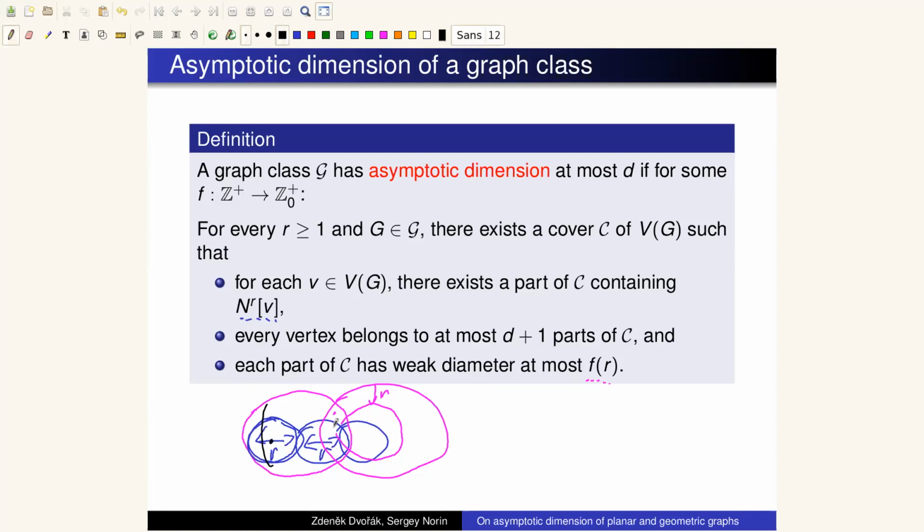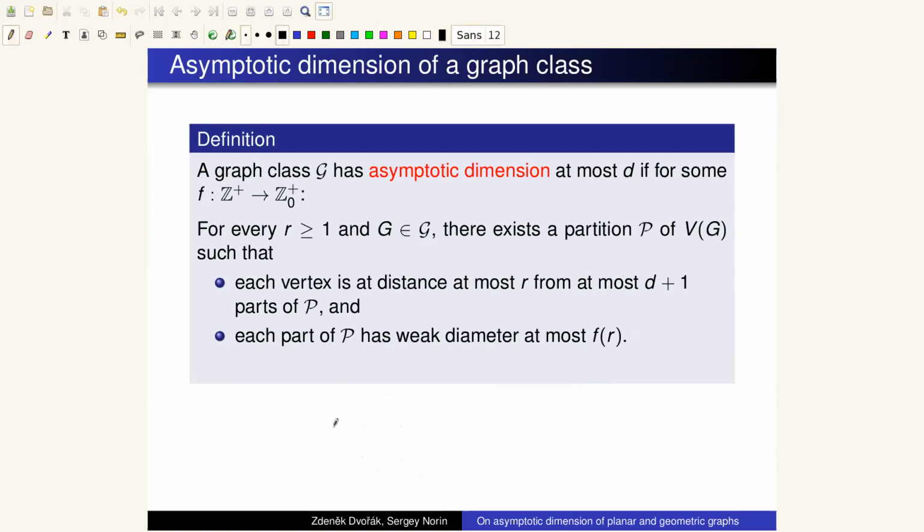And well, now the sets would still overlap, but let's remove the overlaps. Let's just consider the partition. In this way, you will get a partition where the parts have bounded size. And now it has the property that the ball of radius R around every vertex intersects at most d+1 parts from the partition.